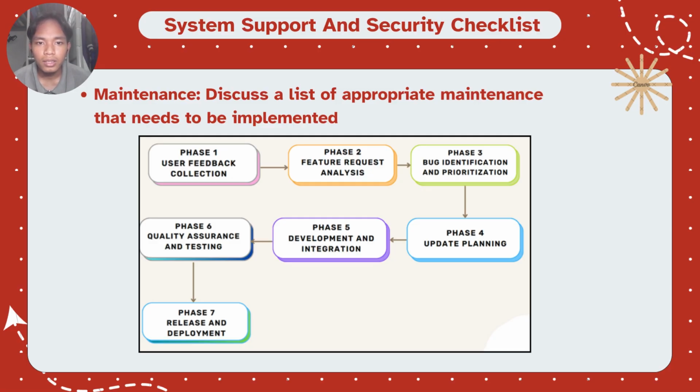Phase 6 is quality assurance and testing. This phase is crucial for maintaining the quality and reliability of the system. And for the last one, phase 7, release and deployment. The final phase involves releasing the updated system to users. This includes deploying the changes to the live environment, which may involve updating servers, databases, or other components of the system.